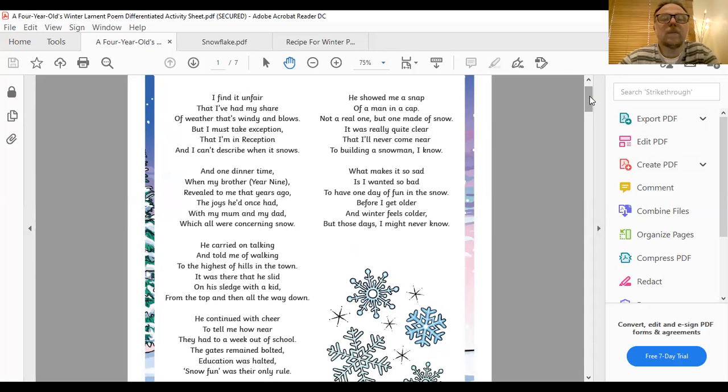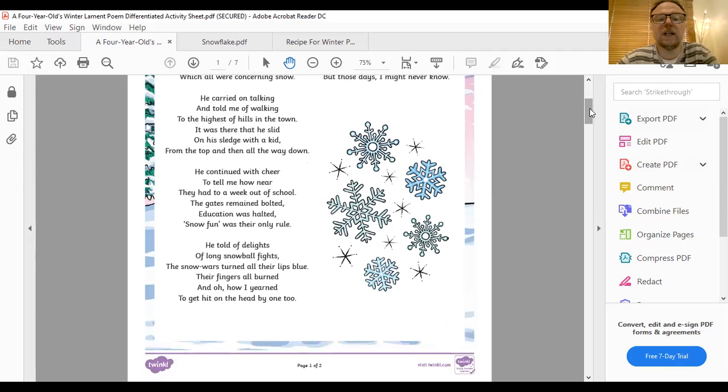I find it unfair that I've had my share of weather that's windy and blows, but I must take exception that I'm in reception and I can't describe when it snows. From one dinner time when my brother, year 9, revealed to me that years ago the joys he'd once had with my mum and my dad, which all were concerning snow. He carried on talking and told me of walking to the highest hills in the town. It was there that he slid on his sledge with his kid from the top and then all the way down. He continued with cheer to tell me how near they had to a week out of school. The gates remained bolted, education was halted, snow fun was their only rule.